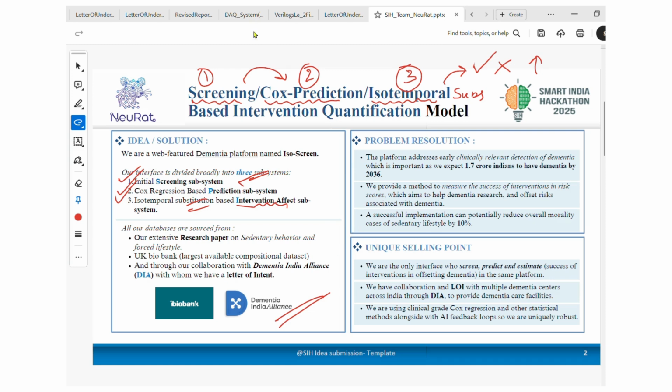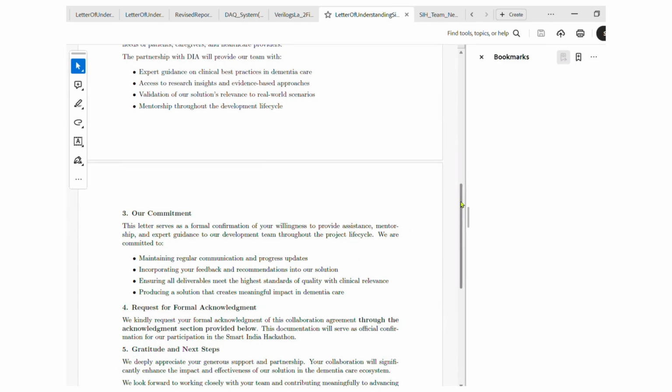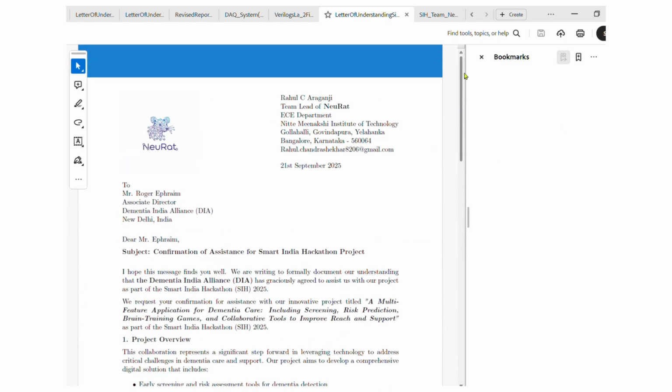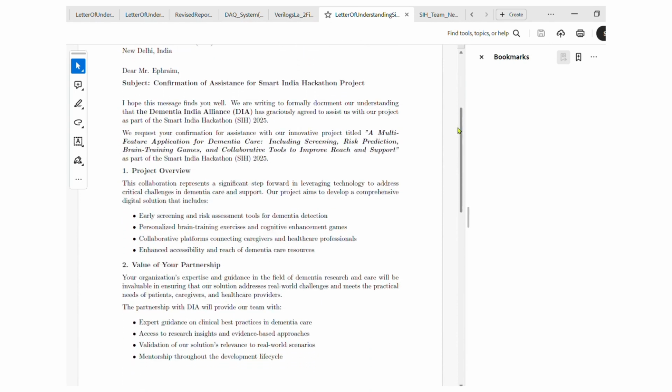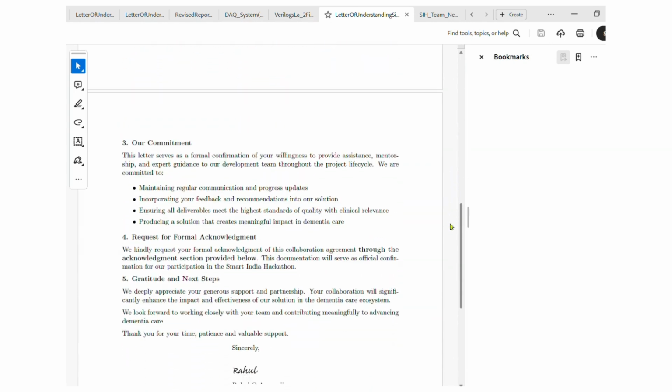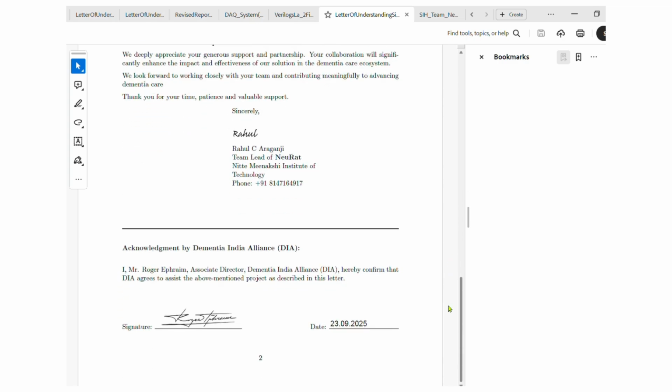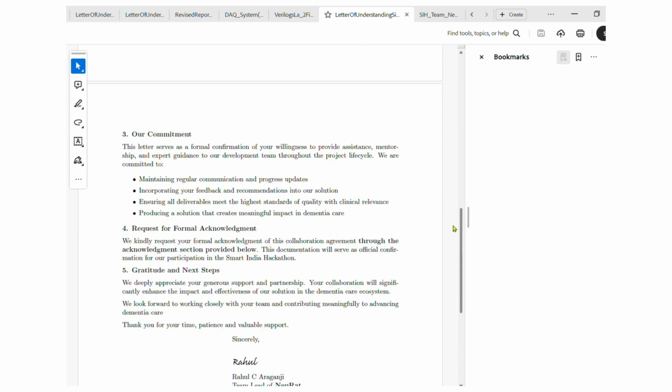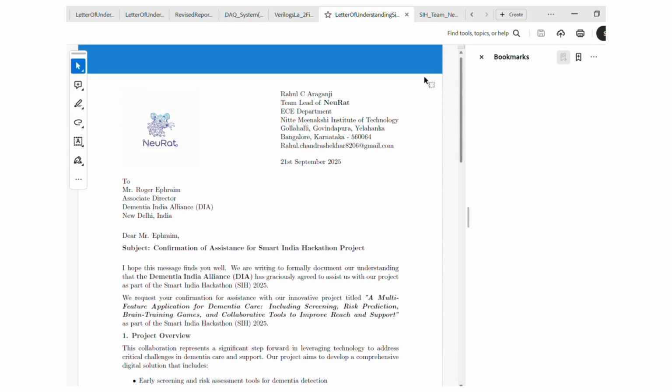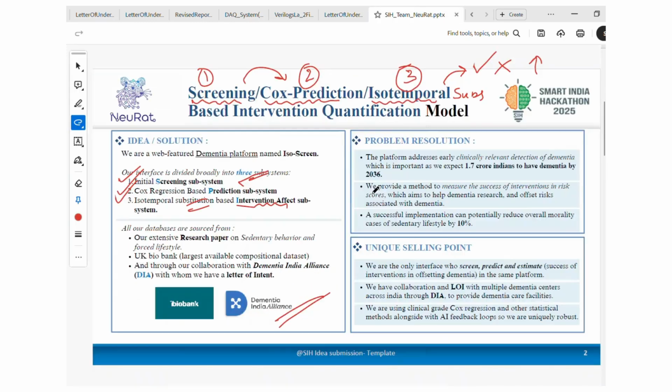We have a letter of understanding with them, through which we get a certain number of perks. We are getting essentially data from the Dementia India Alliance. They have promised us dementia care data. We are getting data from the UK Biobank. So all of our data is well established. We are specifically choosing data from the UK Biobank.